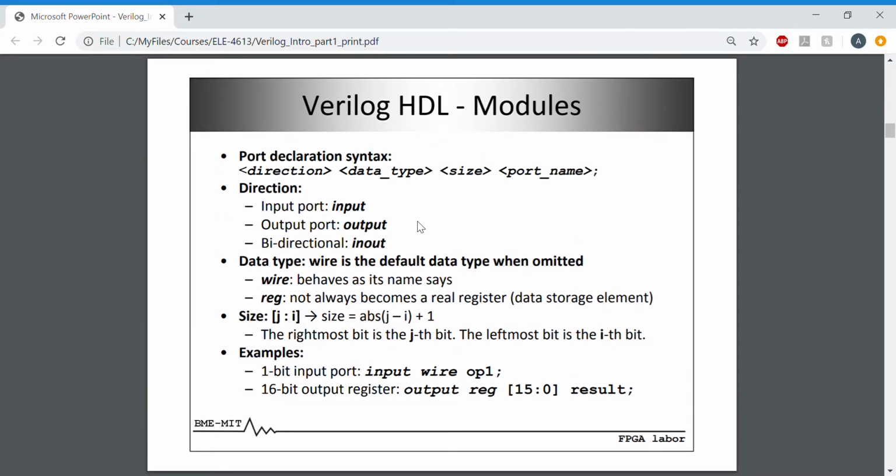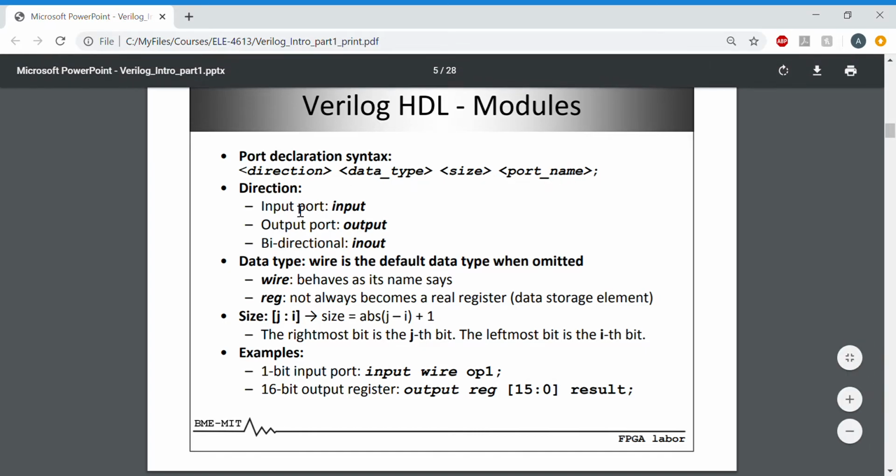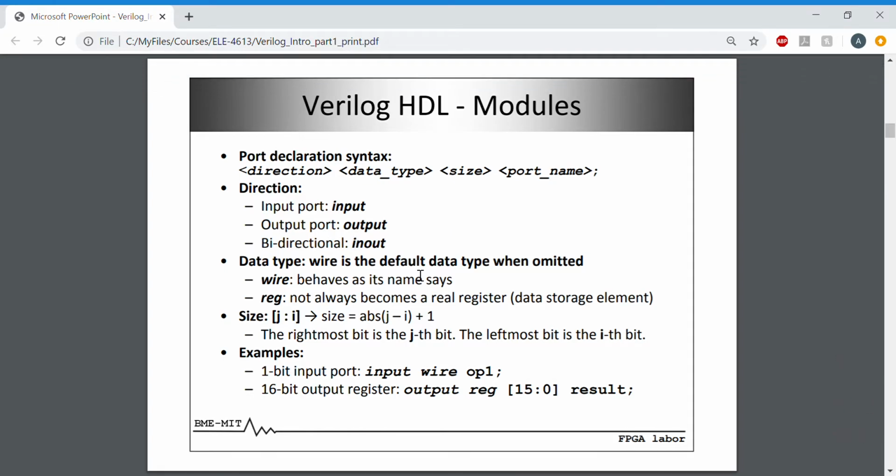So, port declaration syntax. In the port declaration, you have a direction, data type, size, and port name. Direction is either input for an input port, output for an output port, and inout for bidirectional. What does bidirectional mean? It's where data can move from outside to inside or from inside to outside.